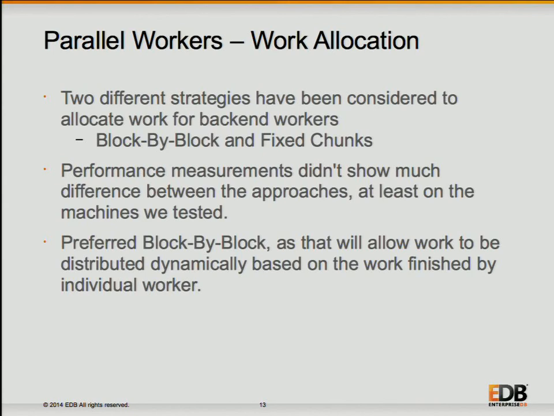Okay, there are four workers, so the first worker will basically scan from first to n, and then n to n plus, like this. So basically those two approaches were tried out, and we found that there is not much difference in the performance data. So we are preferring the block by block approach because it gives us more dynamism and work allocation could be better. No one, after finishing its work, could go idle. So this is the kind of strategy we are planning to proceed with.